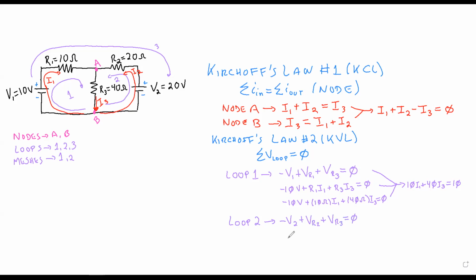I'm going to do the same thing I did before. V2 is minus 20 volts. The voltage in R2 is going to be 20 ohms multiplied by I2. And the voltage in R3 is going to be equal to 40 ohms multiplied by I3. And this is going to be equal to 0.